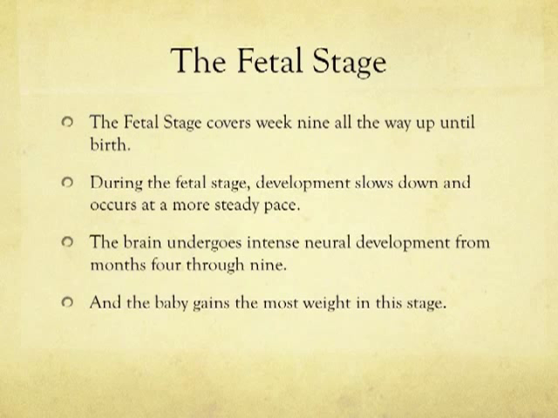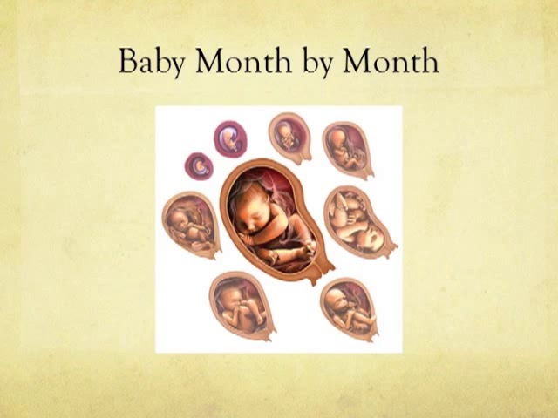During the fetal stage, development slows down considerably and occurs at a much steadier pace. The brain undergoes intense neural developments from months 4 through months 9, and the baby gains the most weight during this stage. In his article titled Prenatal Development, Dr. C. George Bourget provides us with a list of facts about the progression of the fetus in the fetal stage.